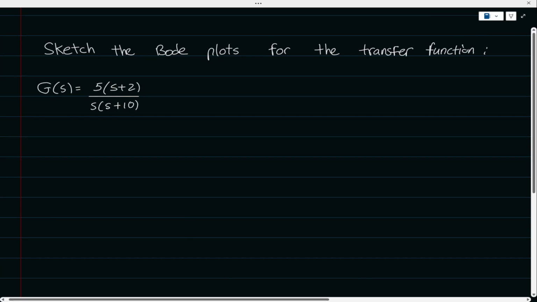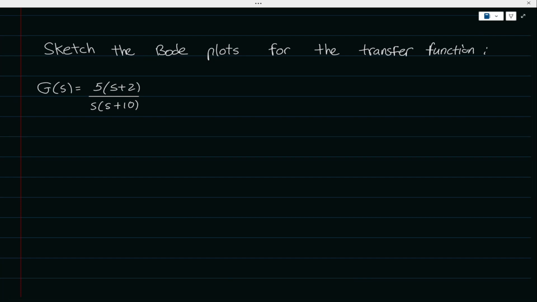Hello everyone. Today I'm making a quick tutorial on how to sketch Bode plots for any transfer function.